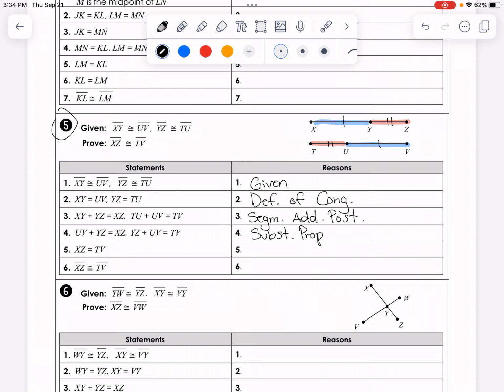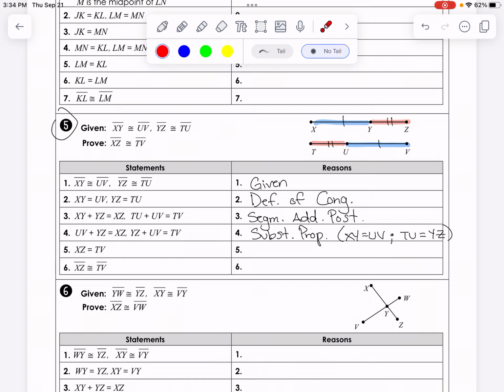It's a substitution property, and we replaced XY with UV, but we also replaced the other thing here. I guess I should put a semicolon. That is TU and YZ. Okay, just replacing what's right over here.